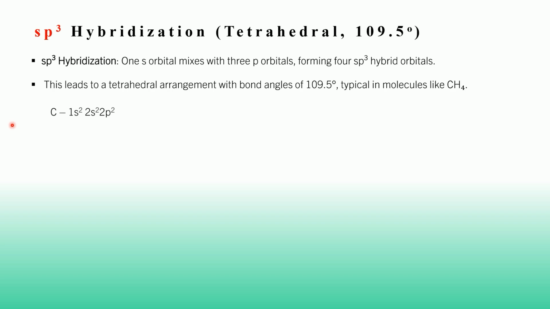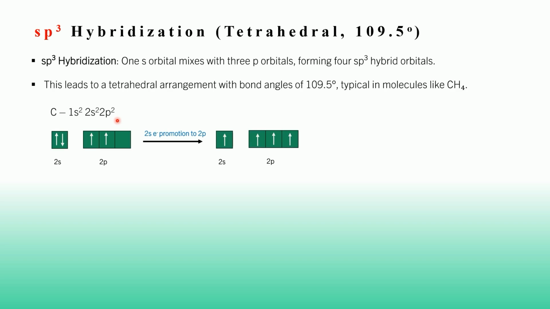Let's write the configuration of carbon. It is 1s2, 2s2, 2p2. If we draw the orbital diagram, 2s2 and 2p2. So let's promote one of the s electrons to the empty p orbital. Now sp3 hybridization means one s and these 3 p's mix together to form 4 sp3 hybridized orbitals.